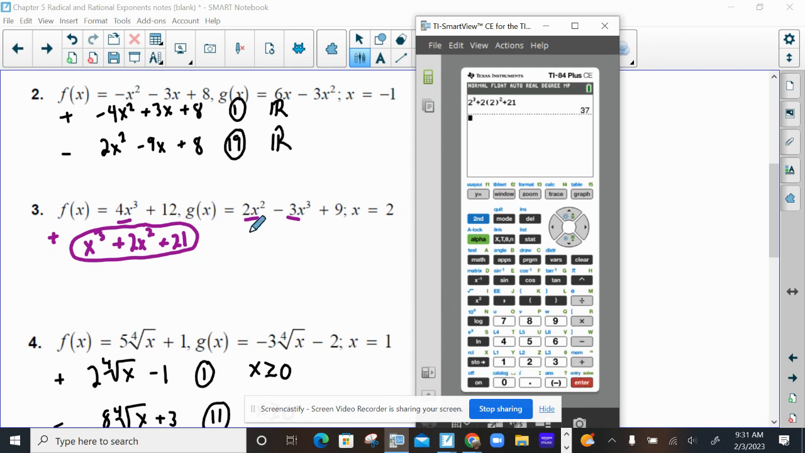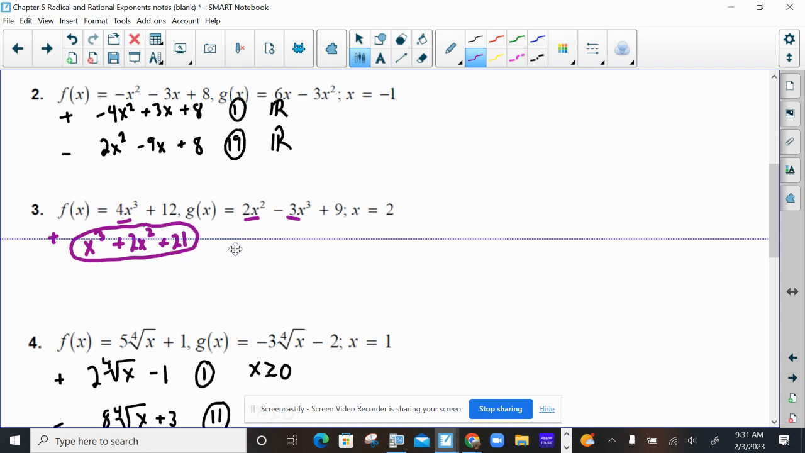And you get a 37. Come on. Like pauses after I use the calculator. 37 is the answer. And then your domain, once again, is all real. I can raise any number to a third, I don't see any roots or anything to restrict the domain.